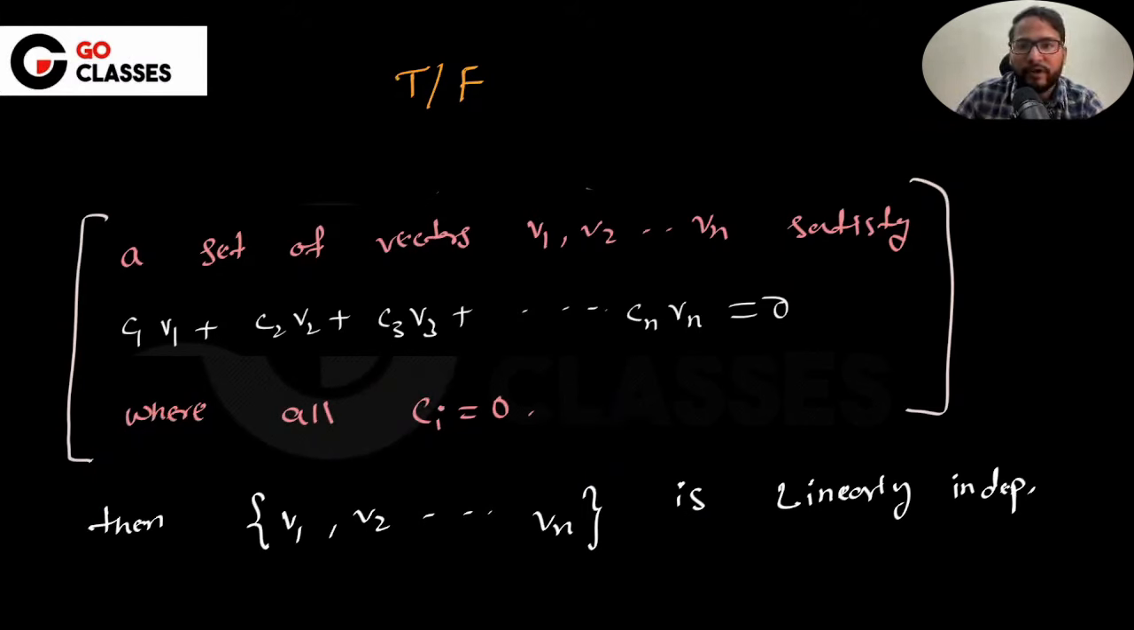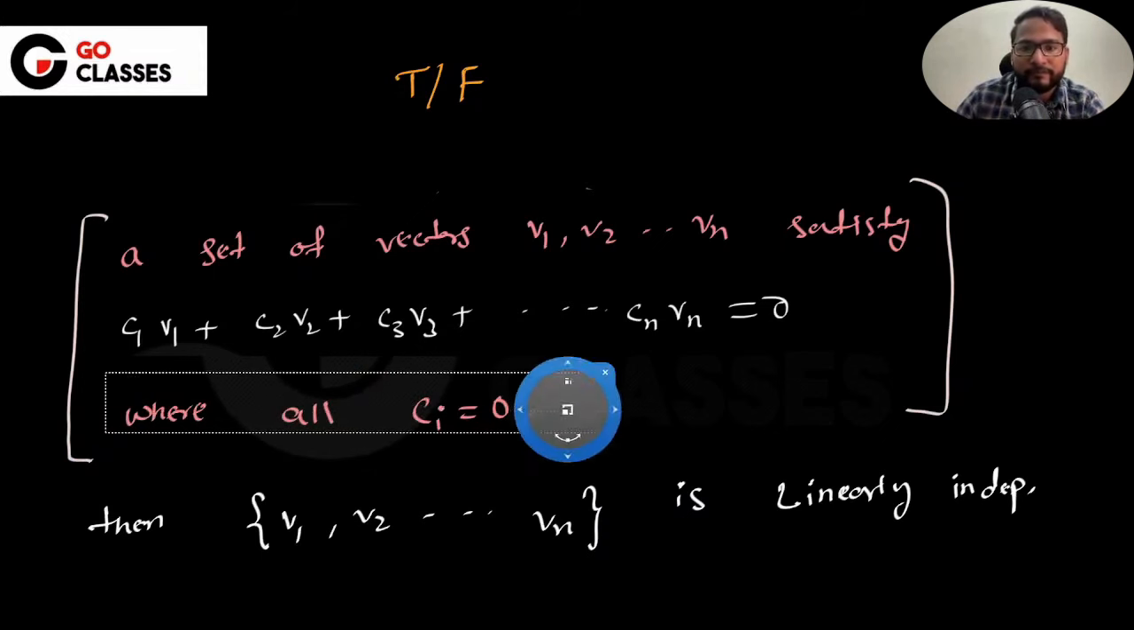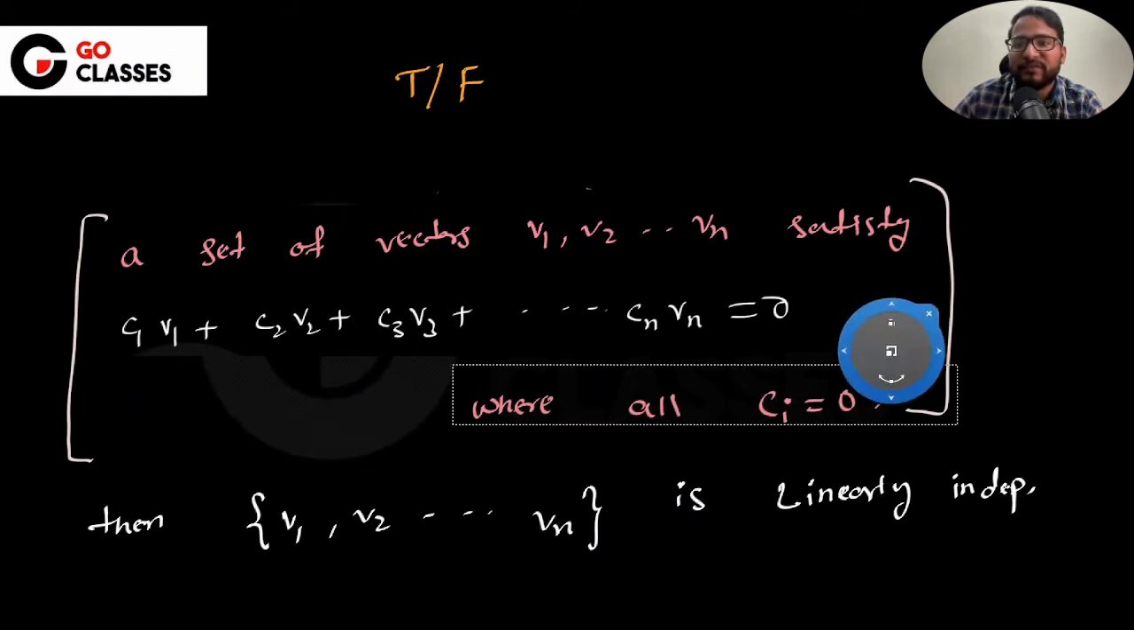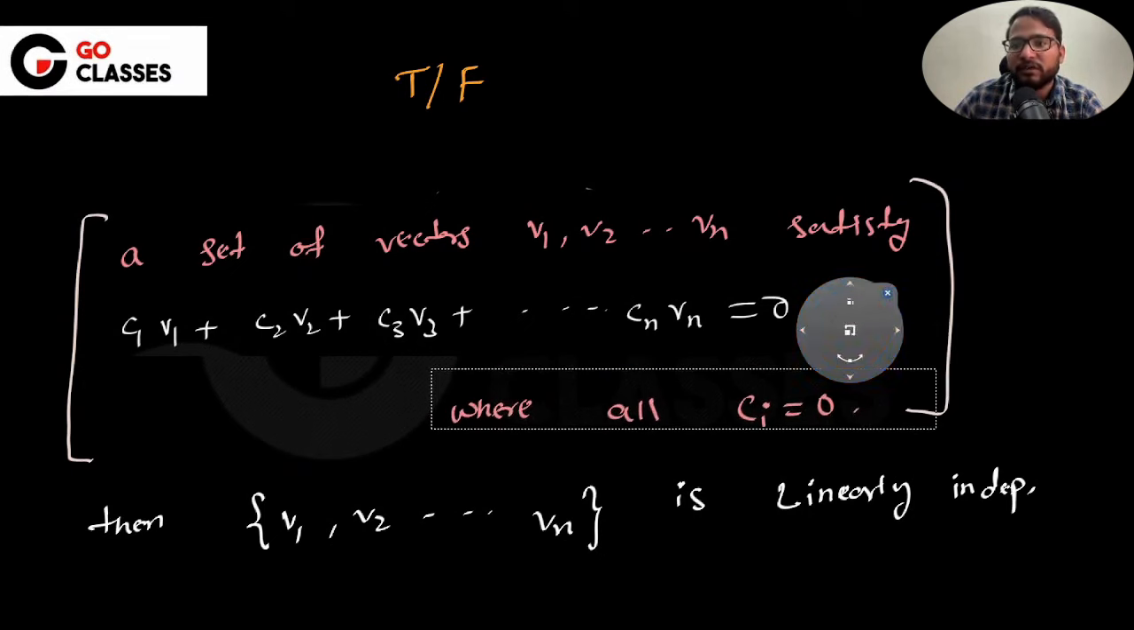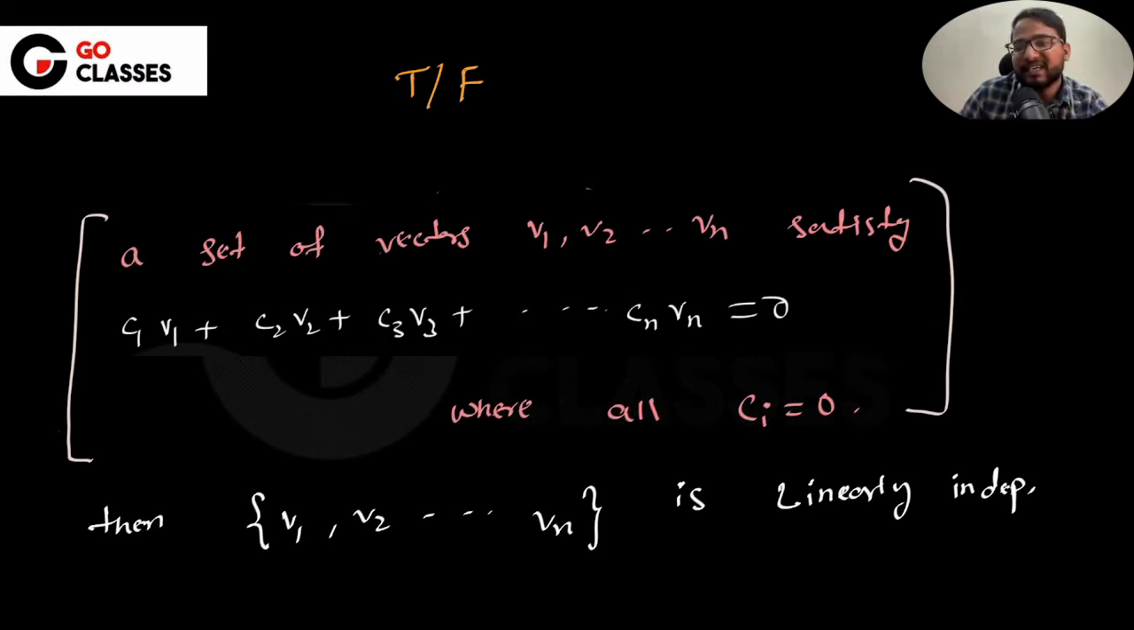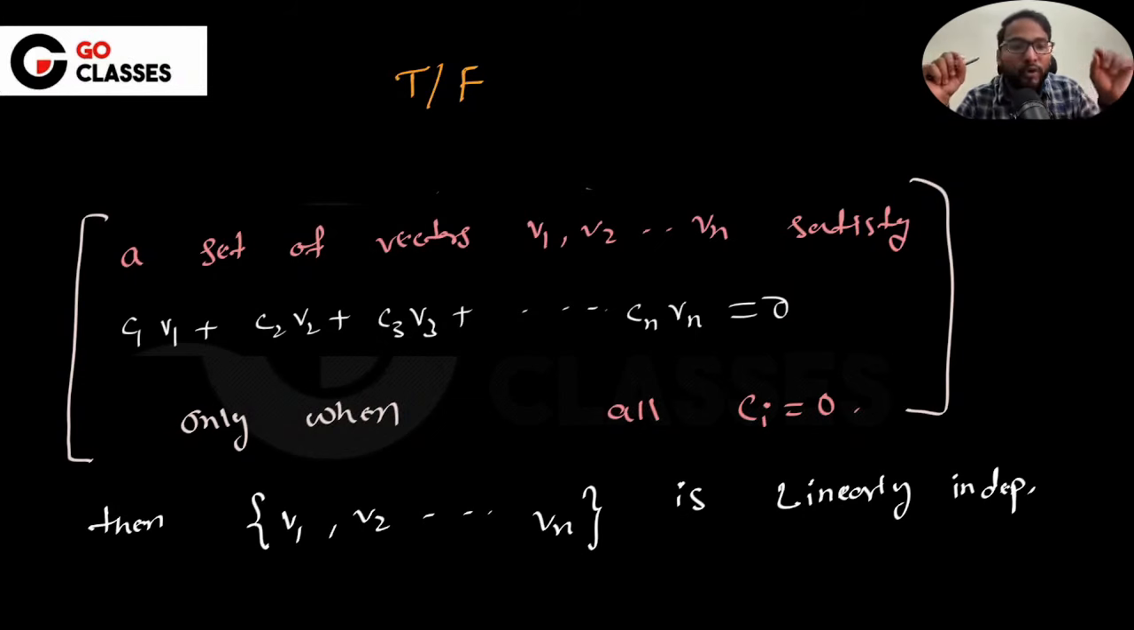Let me just add one word here. They say they satisfy this where all ci's are zero. And then before that, if they say this satisfies this equal to zero only when all ci's are zero, which means they are saying that a set of vectors are satisfying this equation, but only when all ci's are zero. There is no other solution, which means that you cannot have any non-zero ci, right?